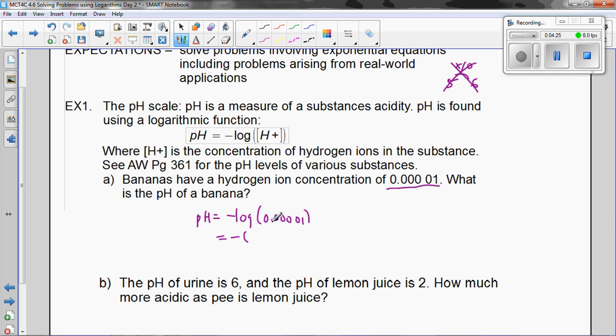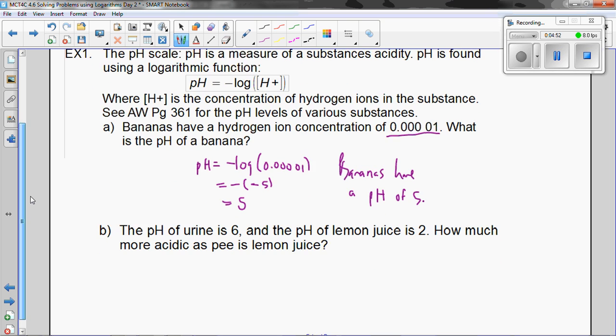That's actually just the number of decimal places for that number that's a power of 10, right? 1, 2, 3, 4, 5, so that's -5. -5 is just a pH of 5. So bananas have a pH of 5.